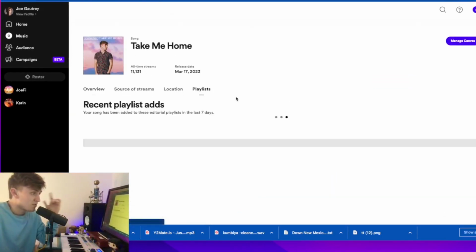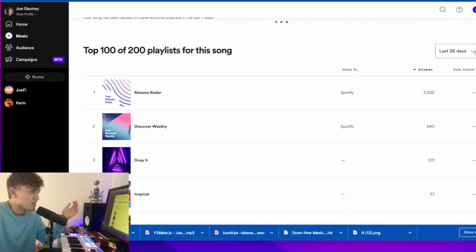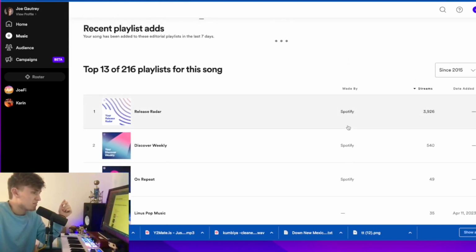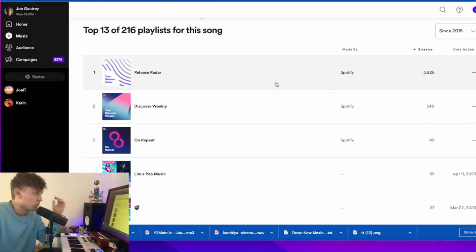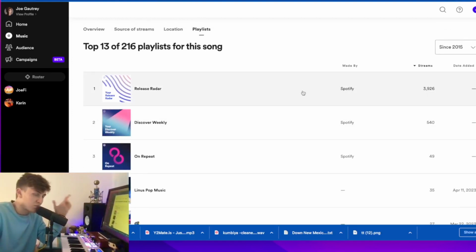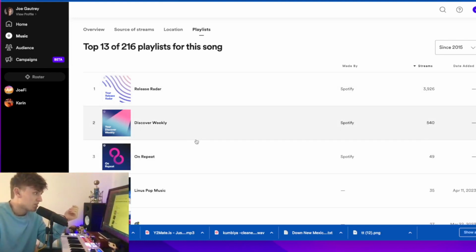Because if we look at playlists, we'll take it to since 2015 so you can see. Release Radar was the first thing that really kicked in. That first spike you saw, that was my first Release Radar push. And I got a Release Radar push consistently for 2 weeks after that first initial spike. So we've actually gained almost as many streams as we did from the Facebook ad campaigns afterwards from Release Radar. And then last week we got our first Discover Weekly bump.